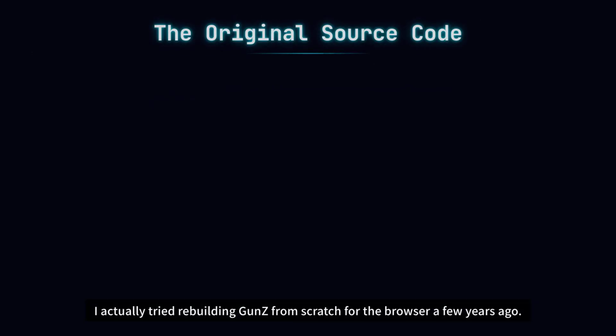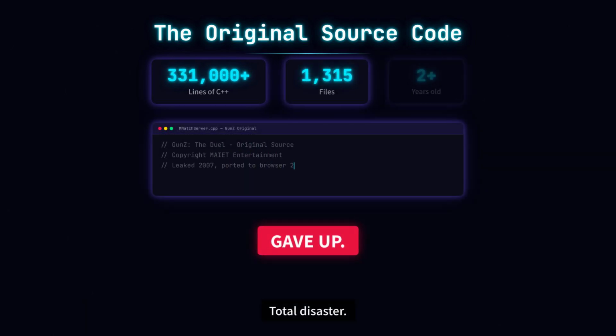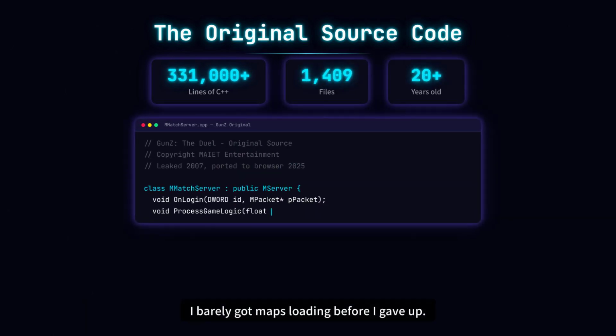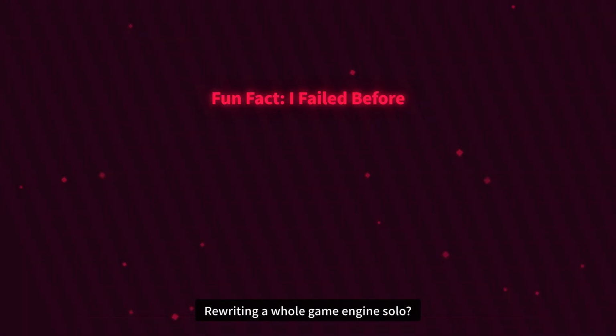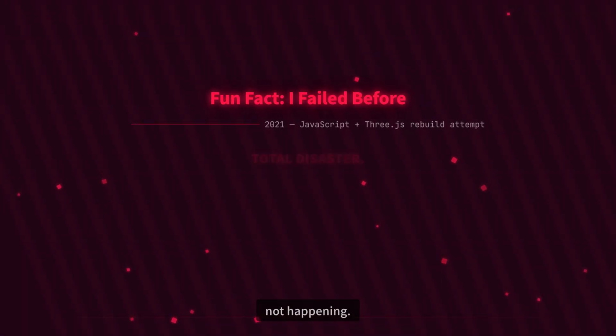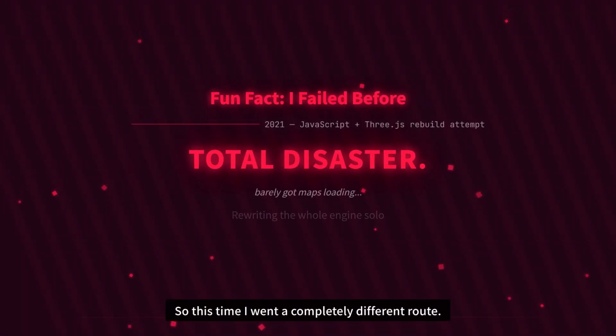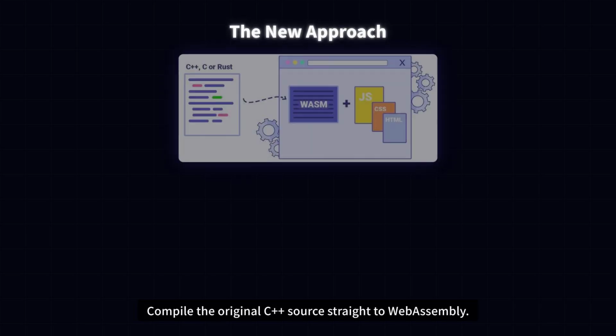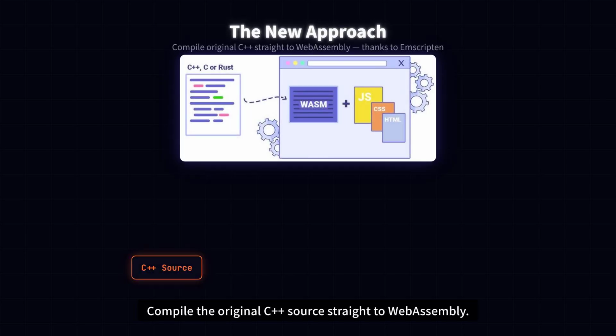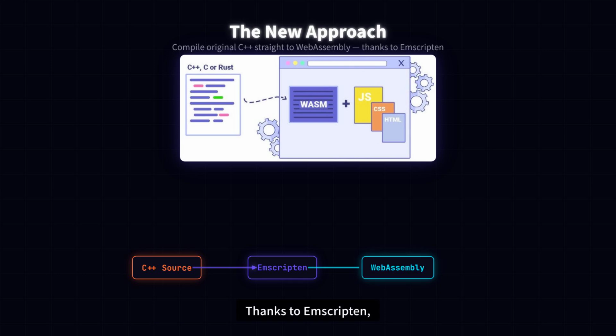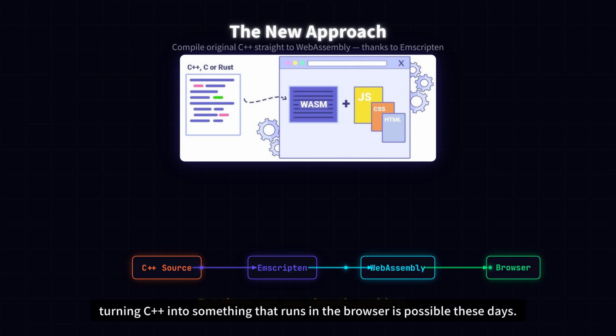Fun fact, I actually tried rebuilding GunZ from scratch for the browser a few years ago. Total disaster. I barely got maps loading before I gave up. Rewriting a whole game engine solo? Yeah, not happening. So this time I went a completely different route. Compile the original C++ source straight to WebAssembly, WASM. Thanks to Emscripten, turning C++ into something that runs in the browser is possible these days.